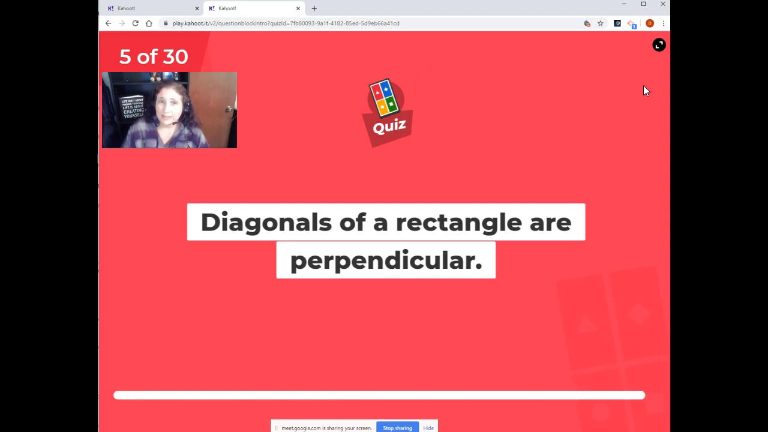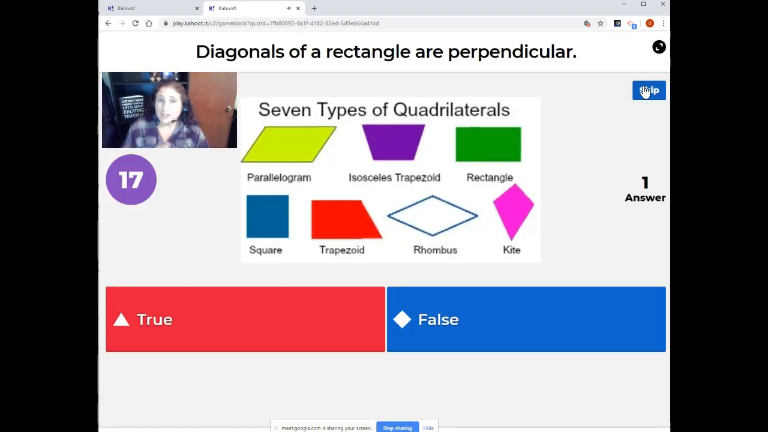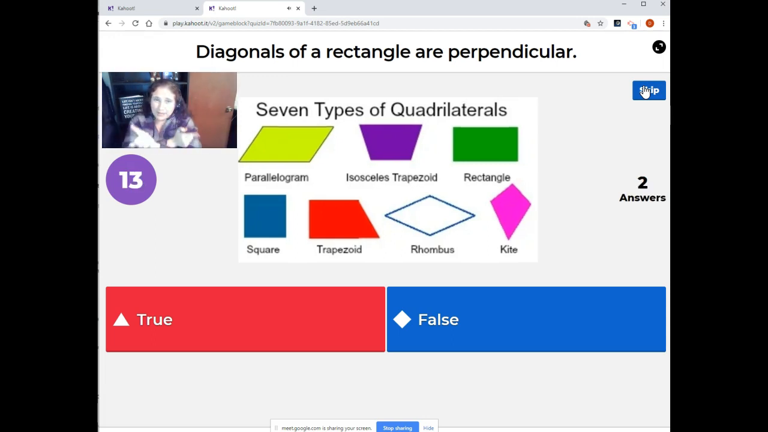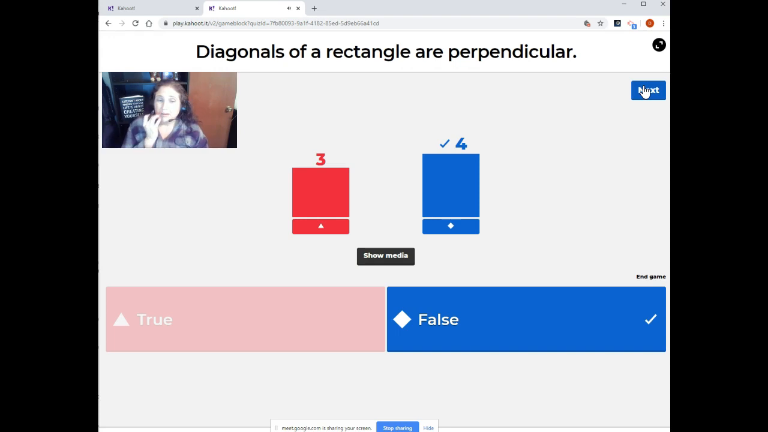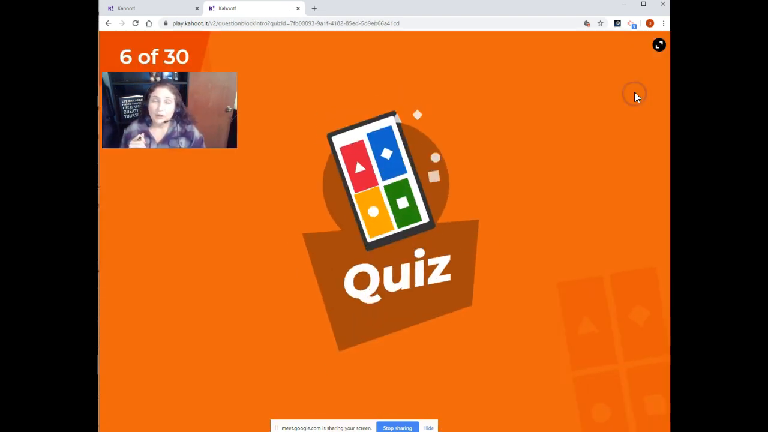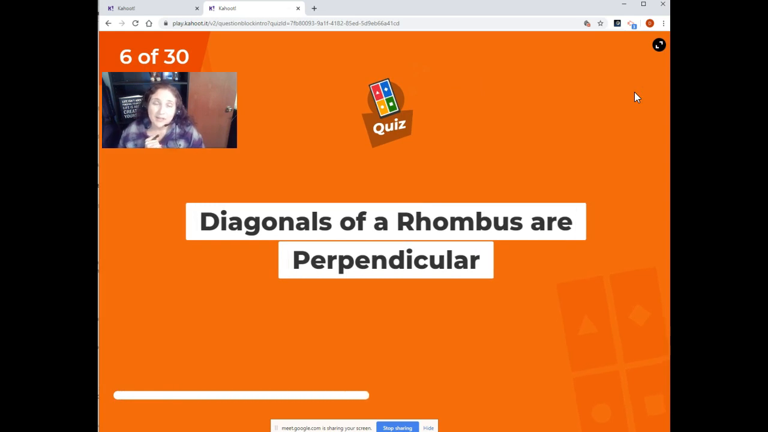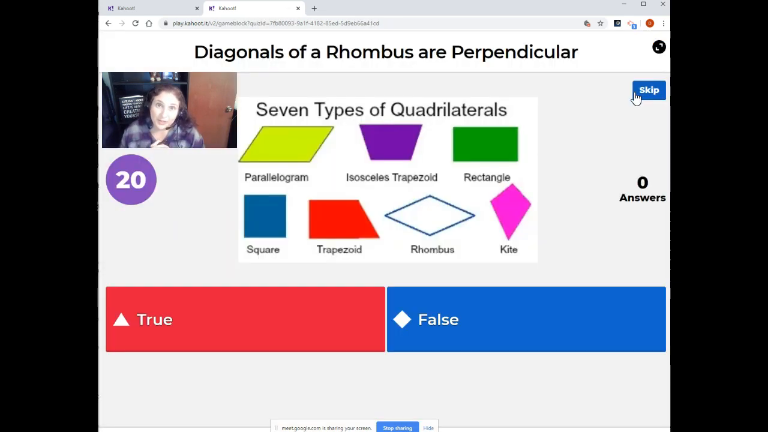Diagonals of a rectangle are perpendicular. Now picture in your head, if you connected on a piece of paper the diagonals, are you forming right angles in the middle? Think about it. False is correct. Diagonals of a square are perpendicular, diagonals of a rhombus are perpendicular. But diagonals of a rectangle are not perpendicular unless that rectangle happens to also be a square. Oh, I just gave you the answer to that one.